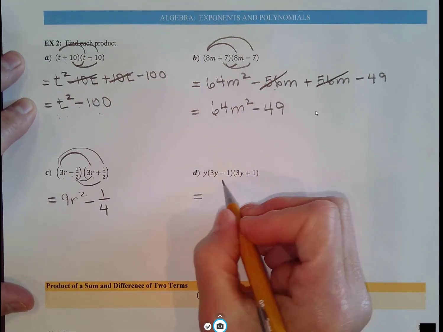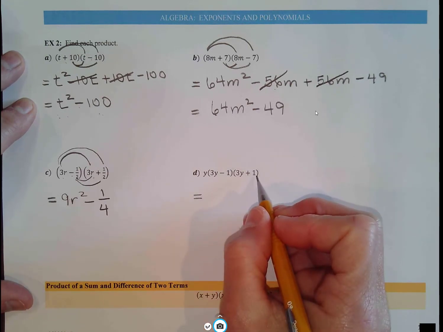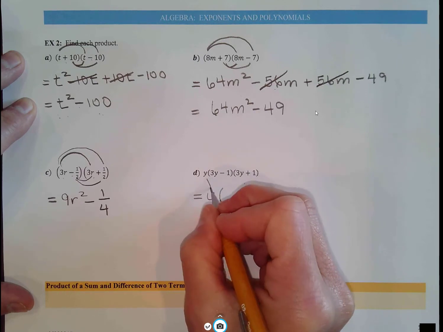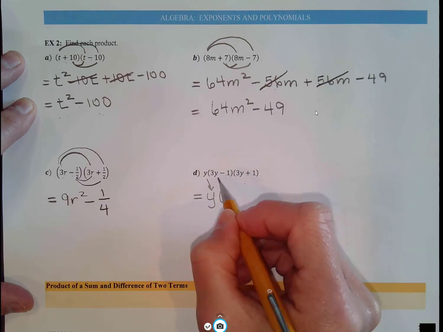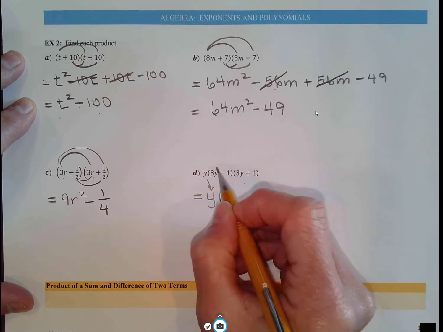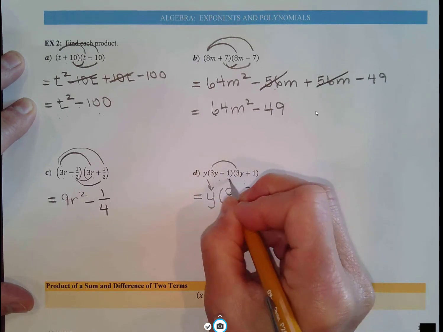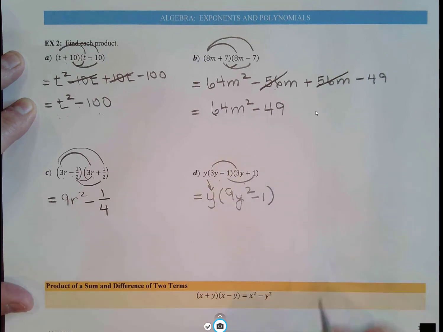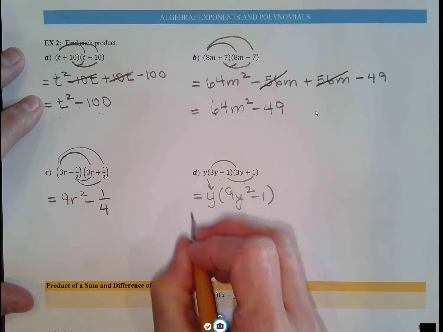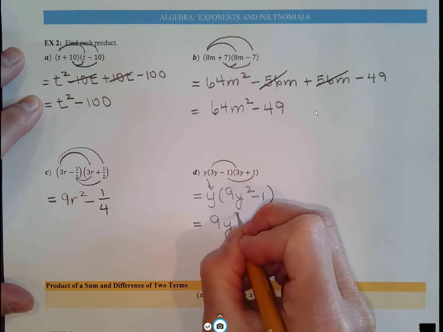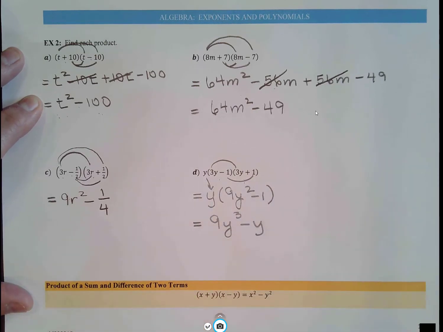In part D, we've got three polynomials to multiply. Let's start with the last two. So just carry this y down from the front. 3y minus 1 times 3y plus 1 is 9y squared minus 1. Inner and outer products cancel. Now distribute y to obtain 9y to the third minus y.